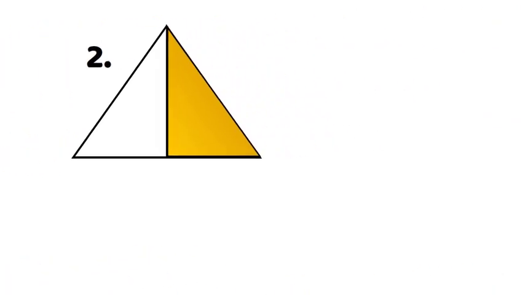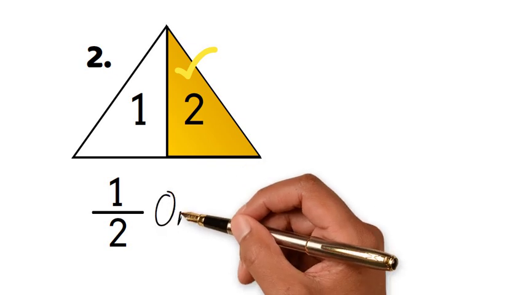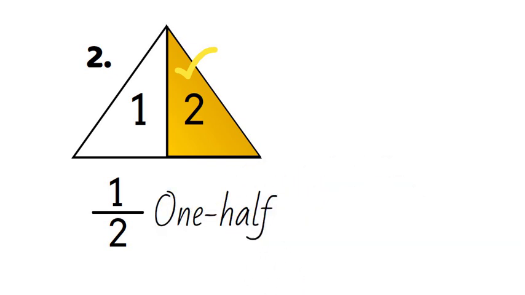For number 2, we see that a triangle has been divided into 2 equal parts. The denominator of the fraction would therefore be 2. There is one part of the triangle that has been shaded, so the numerator would be 1, and the fraction of the triangle that has been shaded is therefore 1/2.